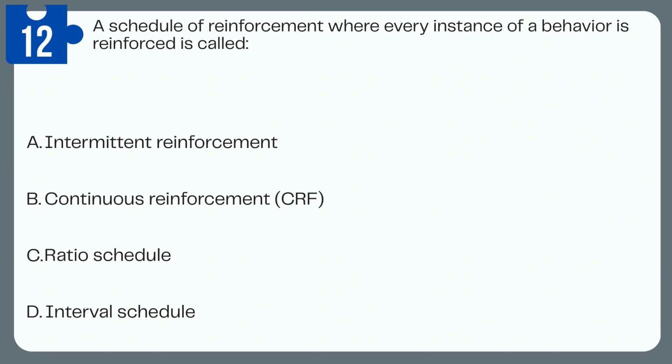Question 12. A schedule of reinforcement where every instance of a behavior is reinforced is called A. Intermittent reinforcement. B. Continuous reinforcement, CRF. C. Ratio schedule. D. Interval schedule.